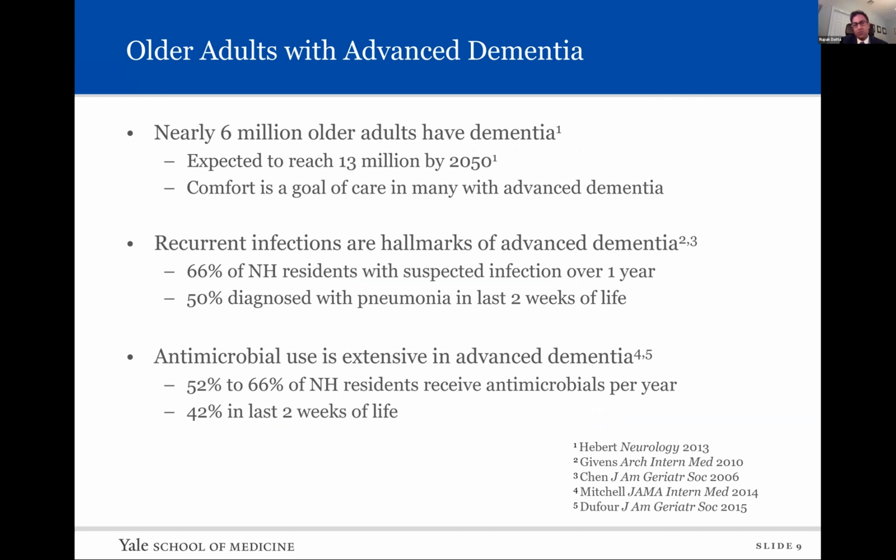Now, in addition to patients with advanced cancer, this literature has also included patients with advanced dementia. So in the United States, nearly 6 million older adults have dementia, and this population is rapidly growing and expected to reach 13 million over the next 2 decades. Comfort is a goal of care in many with advanced dementia who are immobile, have incontinence, and are completely dependent with activities of daily living.